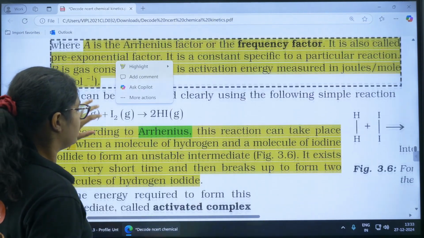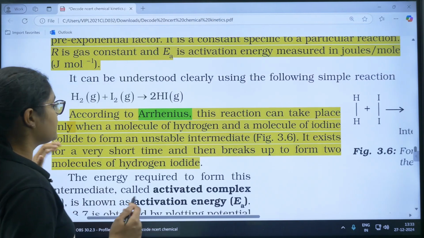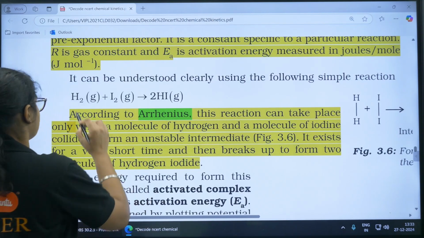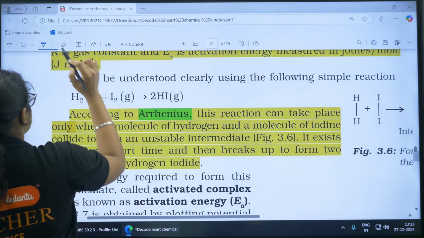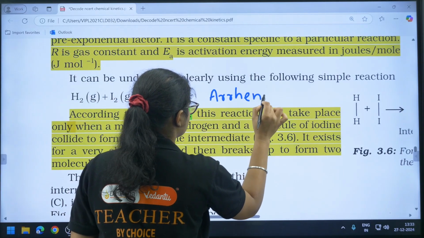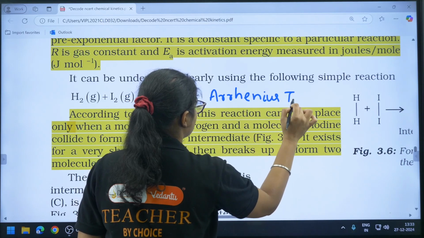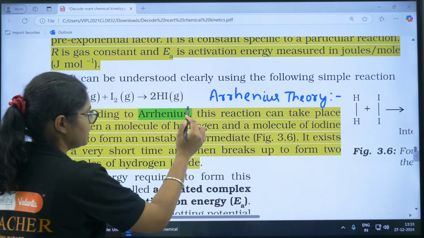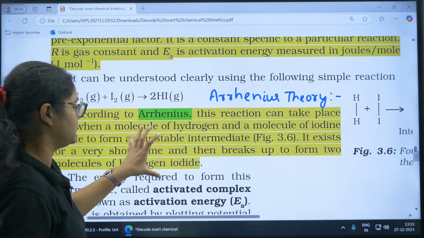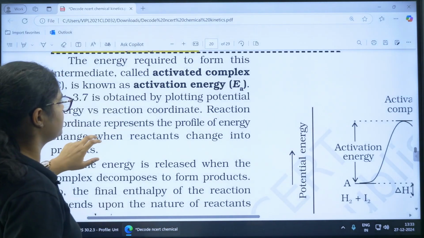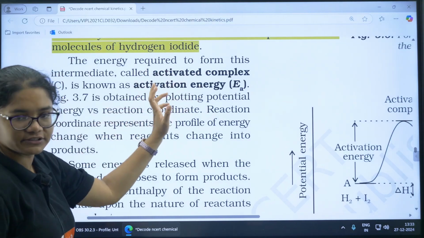Okay, next, what does Arrhenius think about a reaction? What is Arrhenius theory of reaction? This is there. Okay, so this is Arrhenius theory. If any question is asked what is Arrhenius theory, okay, then this point you have to explain. Next, what is there? Here the definition of activated complex, activation energy.